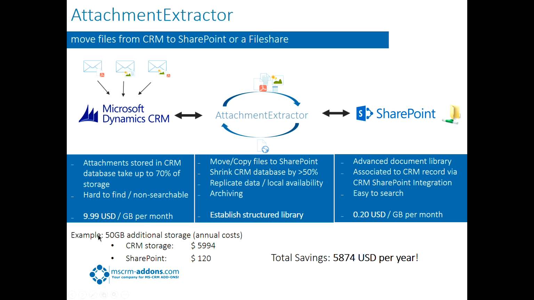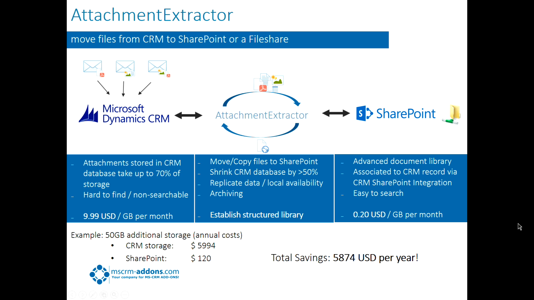One of the major things here, just as an example, let's say I have 50 gig of additional storage costs because of these attachments. If I was using CRM, it would be $5,994. If I was using SharePoint, it would be $120. So you can see here that by using AttachmentExtractor and moving those from CRM to SharePoint, I'm going to have a total savings of $5,874 per year. That's just one of the things they can do for you.